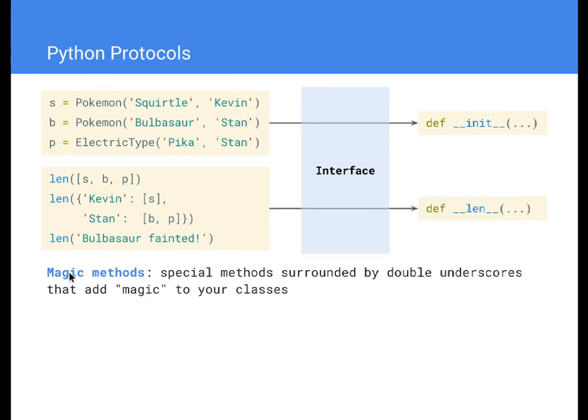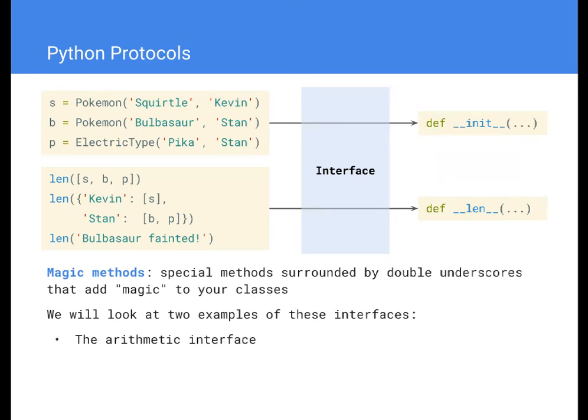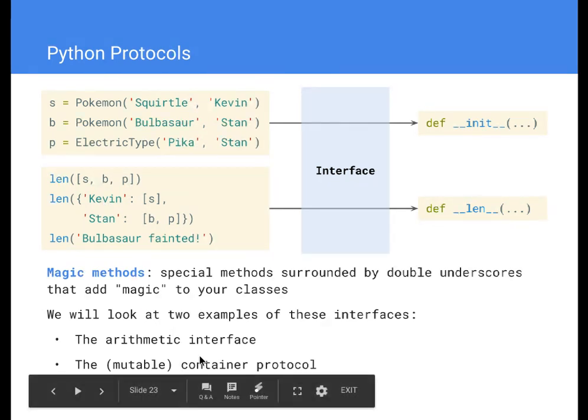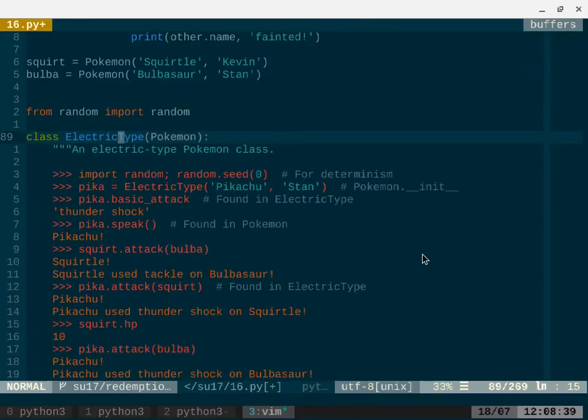We'll look at two examples of these interfaces. The arithmetic interface, like how you can add together two strings, add together numbers, add together lists. It's the same idea as that, as well as the mutable container protocol. So for example, with dictionaries, I can add keys to a dictionary, right? I can say dictionary bracket Kevin equals list of S. And that's part of this mutable container protocol. So let me show you a quick demo. I'm going to show you the behavior first, and then I'll show you the code afterwards.